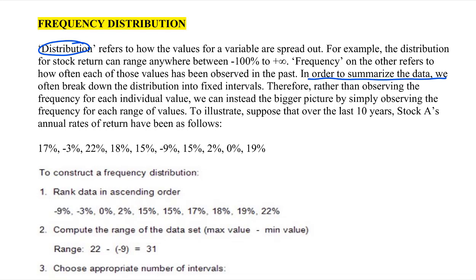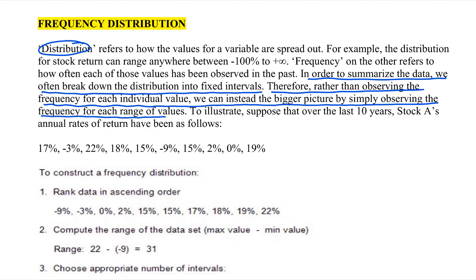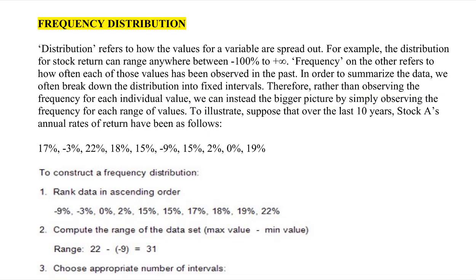Now, in order to summarize the data, we often break down the distribution into fixed intervals. Therefore, rather than observing the frequency of each individual value, we can instead get the bigger picture by simply observing the frequency of each range of values. And that's one thing that an analyst has to do, ladies and gentlemen: we have to summarize the data, because oftentimes you're going to come across large data banks, and we can't be looking at each individual data point and analyzing that. So what we like to do is develop a bigger picture.